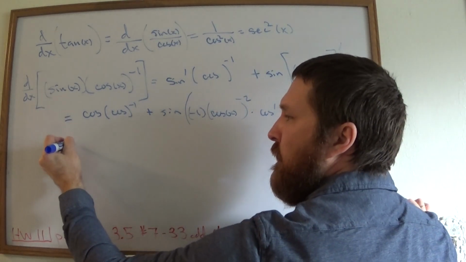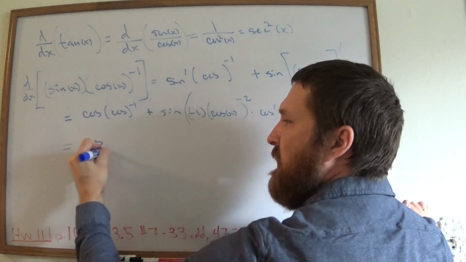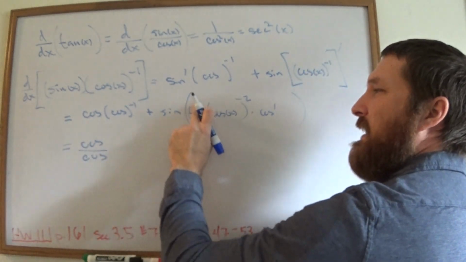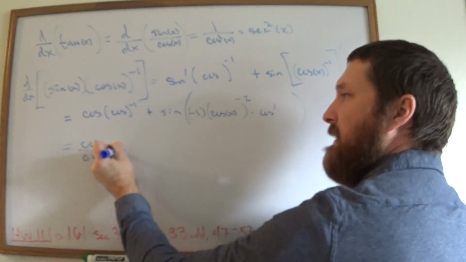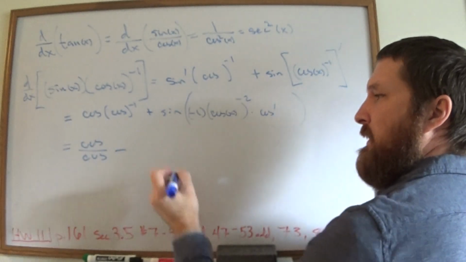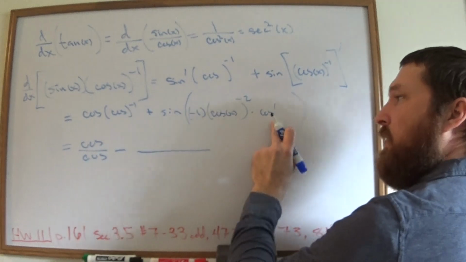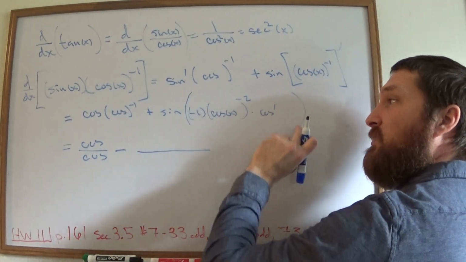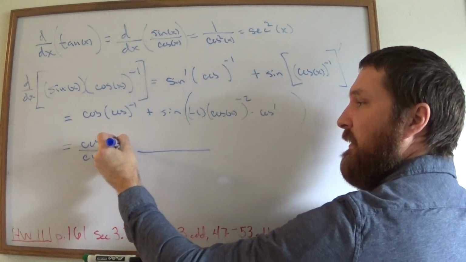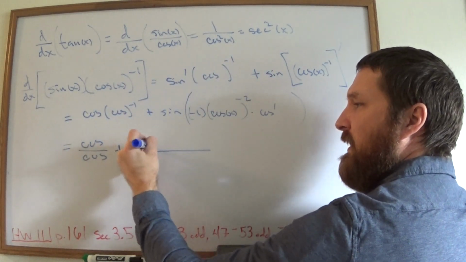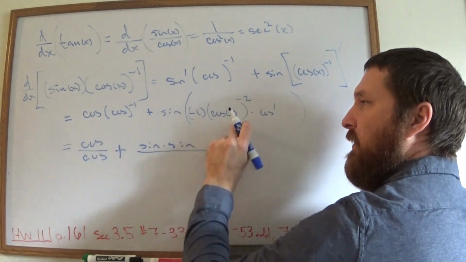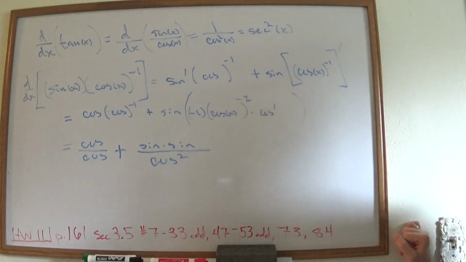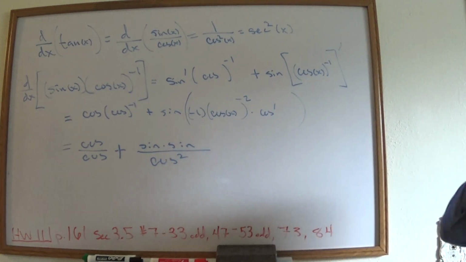Okay? So let's make this a little easier. This is cosine over cosine. I'm going to pull that negative all the way out and go minus, yeah? Sine times minus cosine prime. That's just negative sine, so I'm going to bring the negative back over here. Boom. Right? So we have sine times sine over cosine squared.